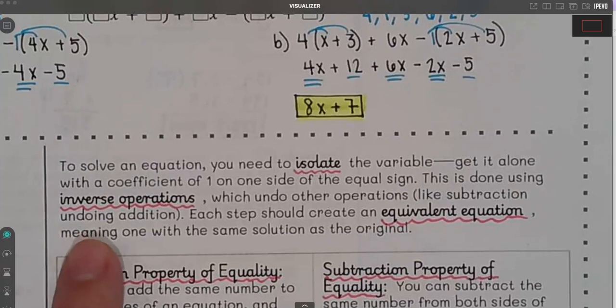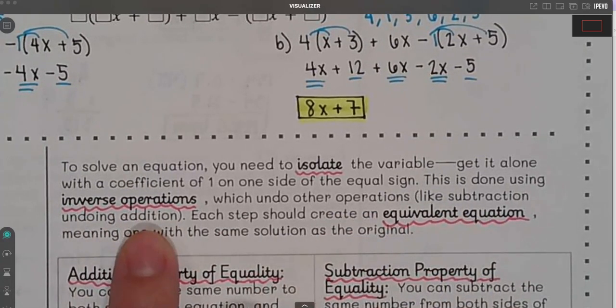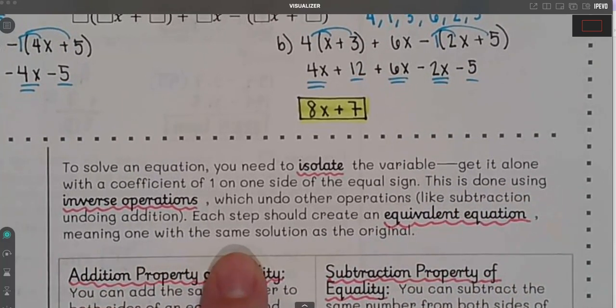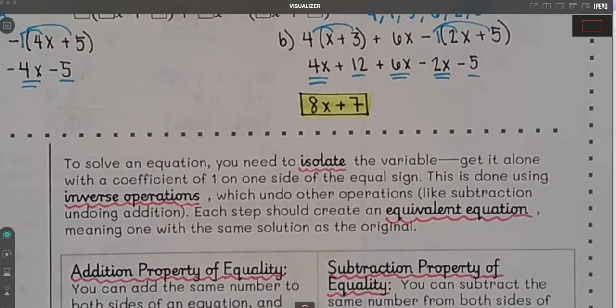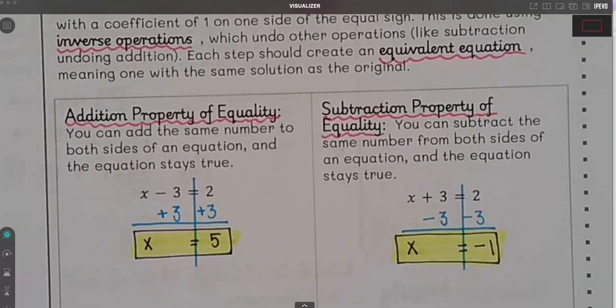This is done by using inverse operations which undo other operations, like subtraction undoing addition. Each step should create an equivalent equation, meaning one with the same solution as the original. All right. I'm assuming you guys have learned this before. Addition property of equality, subtraction property of equality.